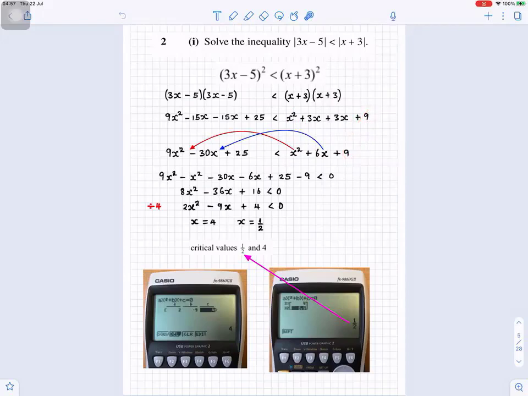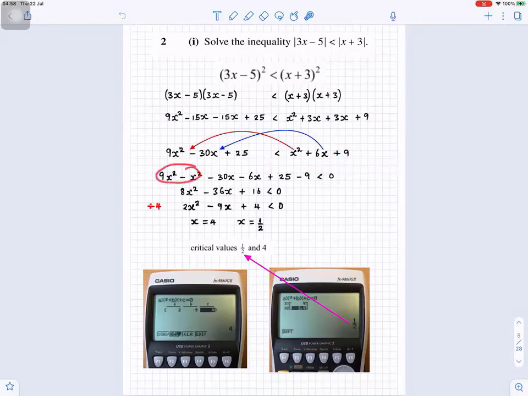Now we take everything to the left-hand side. x squared goes to the left-hand side, it becomes minus x squared. Plus 6x goes to the left-hand side, it becomes minus 6x. Plus 9 goes to the left, it becomes minus 9. So you're left with 0 on the right.